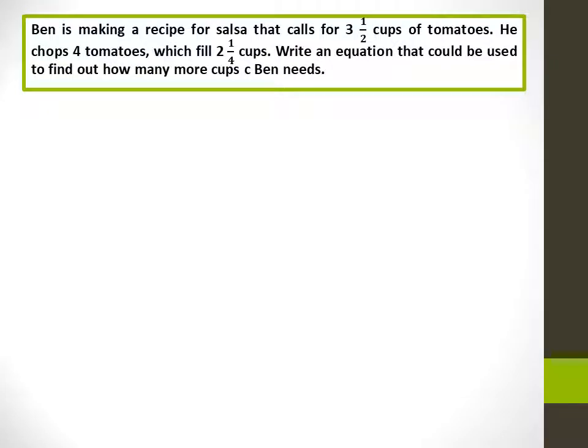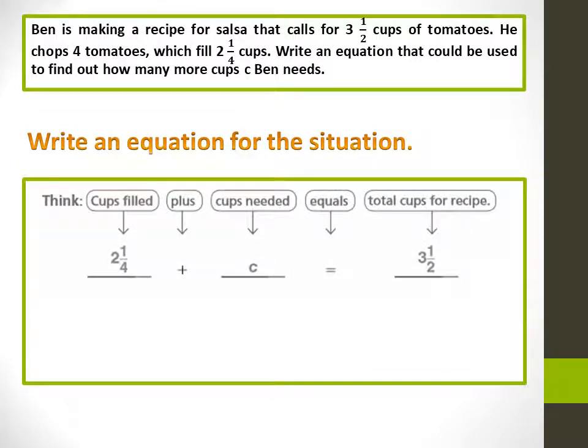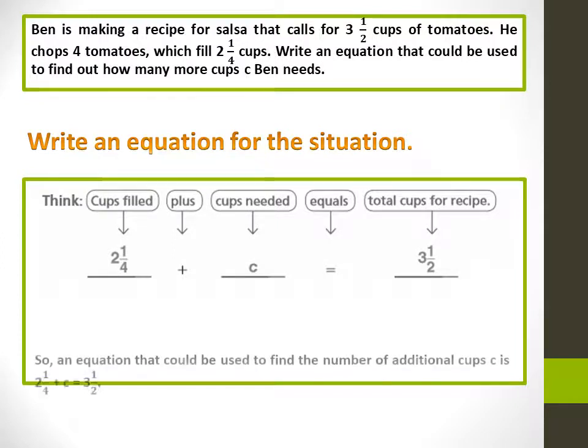Ben is making a recipe for salsa that calls for 3½ cups of tomatoes. He chops 4 tomatoes, which fill 2 1/4 cups. Write an equation that could be used to find out how many more cups Ben needs. Think. The number of cups filled plus the number of cups needed equals the total cups for recipe. The number of cups filled is 2 1/4. The number of cups needed is unknown, so it is C. The equation is then 2 1/4 plus C equals 3.5.